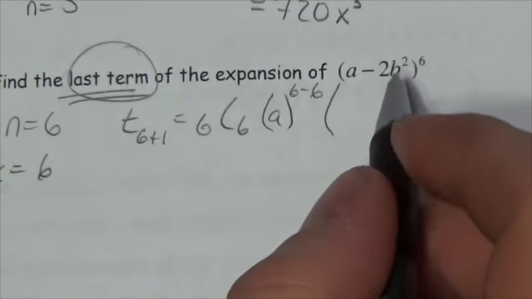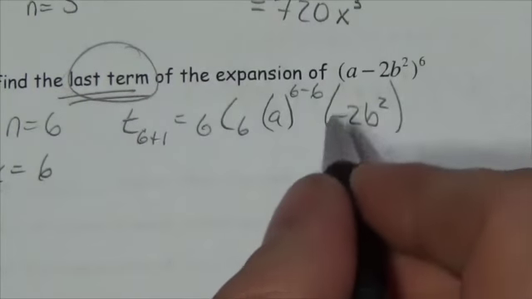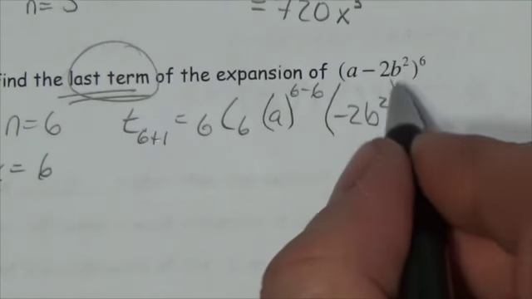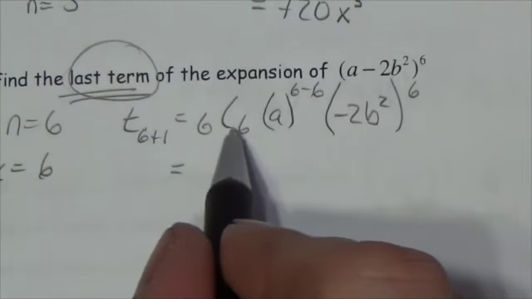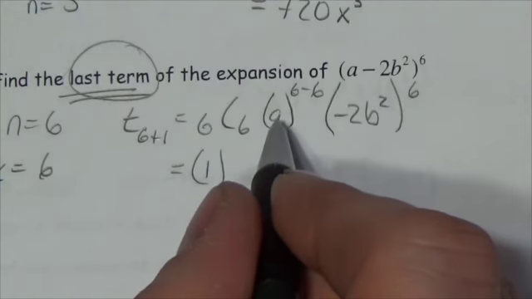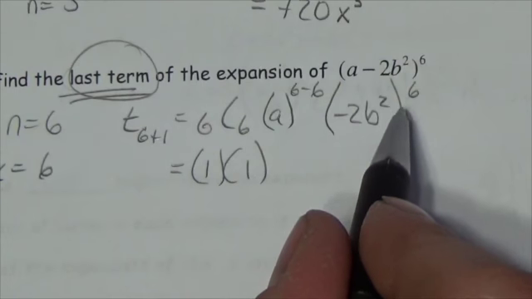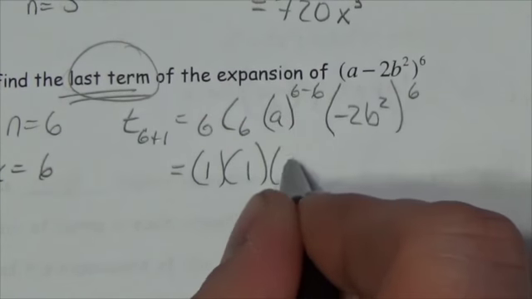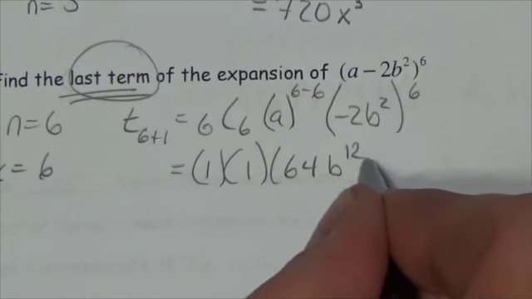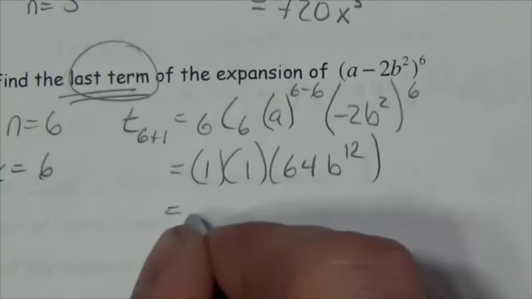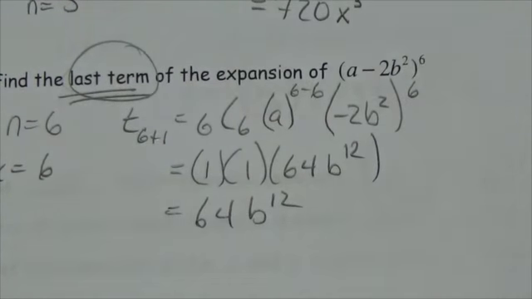Then, instead of a y, I've got negative 2b squared. Oh, there's a lot going on there. So negative 2b squared, and this is going to be to the 6. There's my k value. Now I'm going to evaluate the pieces. 6 choose 6 is just 1. a to the 0 is just 1. Negative 2 to the 6 is going to be positive 64. And then b squared to the 6 is going to be b to the 12. So altogether, this is going to be 64 b to the 12. That will be the last term of this expansion.